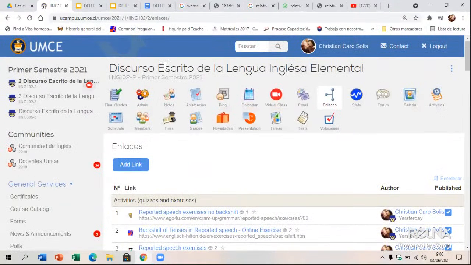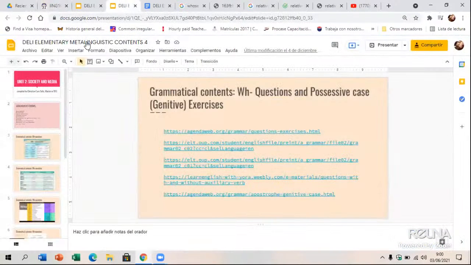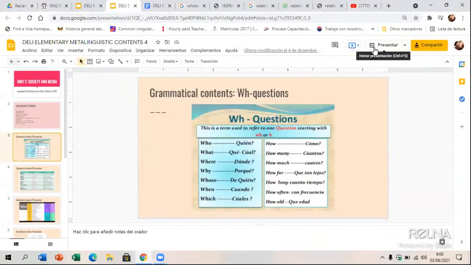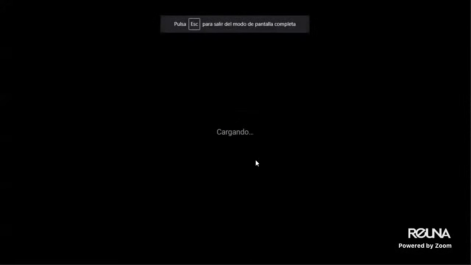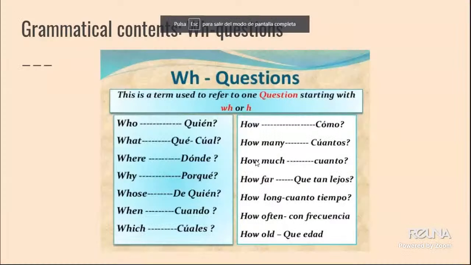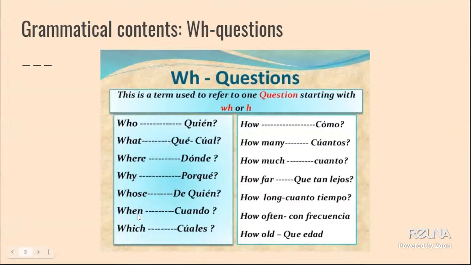Okay, so now let's study something different. We're going to study about WH questions in this case. We're going to start easy with this thing, right? Easy stuff like, for example, what are in this case, the WH questions. In this case, a question starting with WH or H. Who, what, where, why, whose, when, and which. Okay. How many, how much, how far, how long, how often, how old.